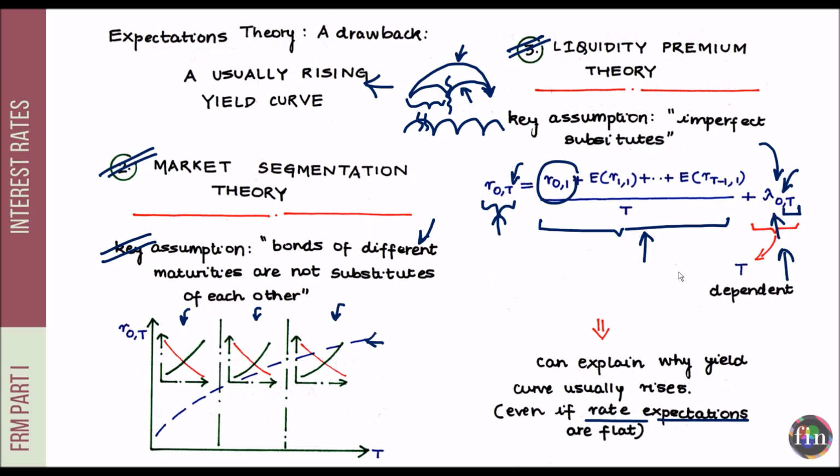So what we've done here is that we have taken a comparative look at 3 theories of term structures: expectations theory, market segmentation theory, and liquidity premium theory. Each one of these has a different key assumption which they make, and each one of these has a different way of explaining the shape of the interest rate term structure.